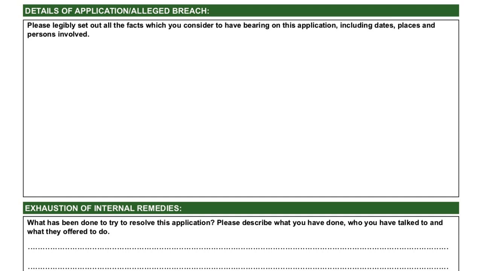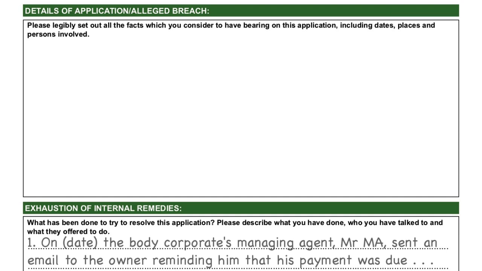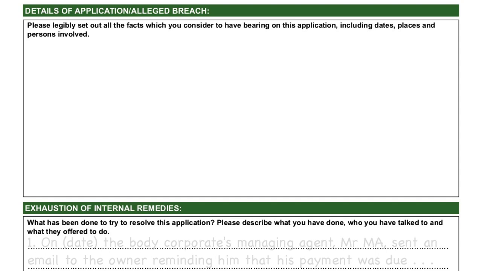The next part of the form requires that you set out what you have done to try to resolve the matter internally. Here, you would set out the dates that the owner was contacted by email, telephone and/or in person to follow up regarding payment and the identity of the person or persons who followed up regarding the payments. You would also include any details of replies or feedback that you may have received from the owner.